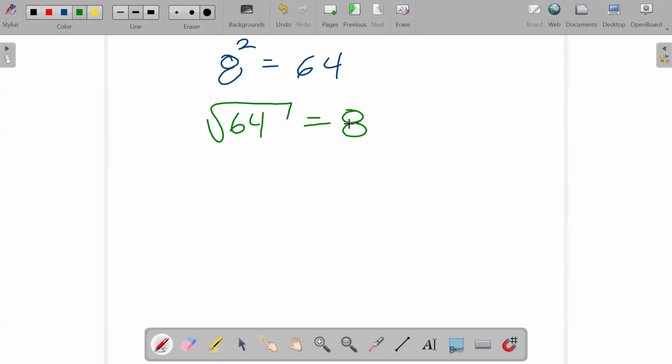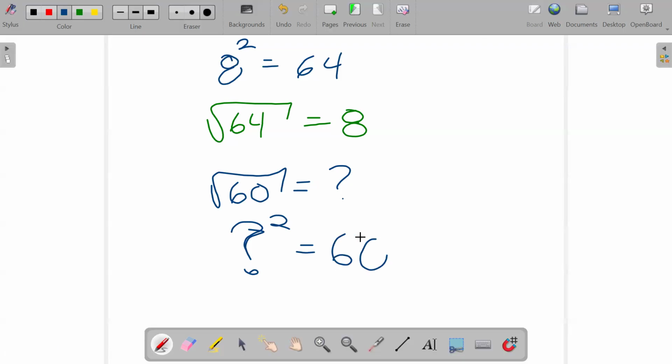Now, here's the deal, though. Not every number has a perfect square root. So if I asked for the square root of 60, what does that equal? That means we're trying to find a number that we could multiply by itself to get 60. Well, hold on. We know that 8 times 8 gives us 64. So that means it's got to be a little smaller than 8. But 7 doesn't work. 7 times 7.